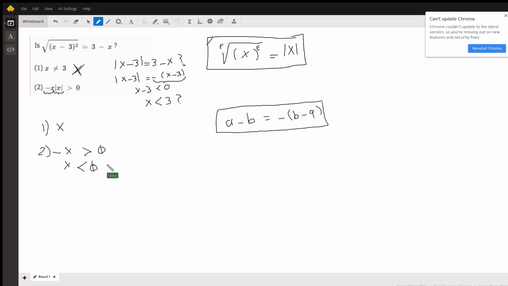Is this sufficient to answer the question? Well, yes, it is, because if x is less than 0, then x must be for sure less than 3. So this is sufficient, because if x is less than 0, it's definitely going to be less than 3. So the answer here is B. Statement 2 alone is sufficient to answer the question.